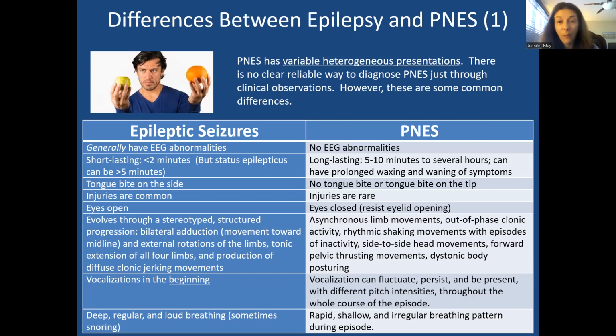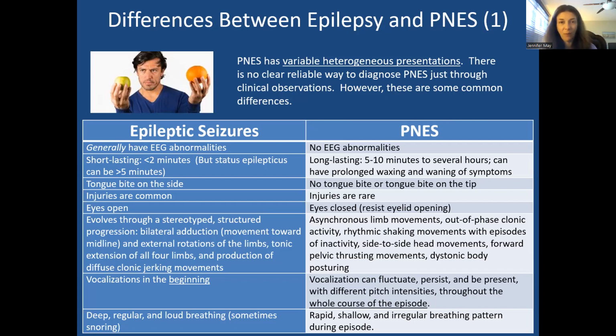Epileptic seizures often involve a tongue bite on the side, whereas with PNES there's often no tongue bite, or if it happens, it's on the tip of the tongue. So they say that's one of the main things to look at also. With epileptic seizures, injuries are common, whereas injuries are much more rare for PNES. Another main distinguishing factor is that with epileptic seizures, eyes are often open, whereas with PNES, eyes are closed, and it's hard to pry the eyelids open for the person.